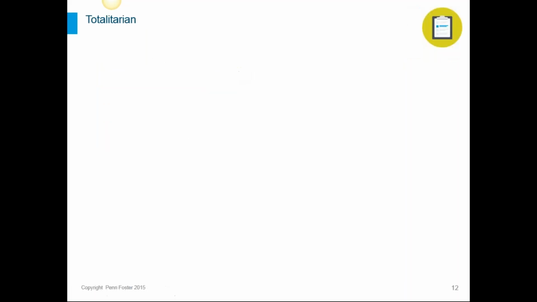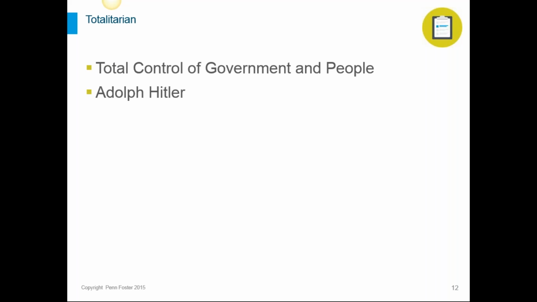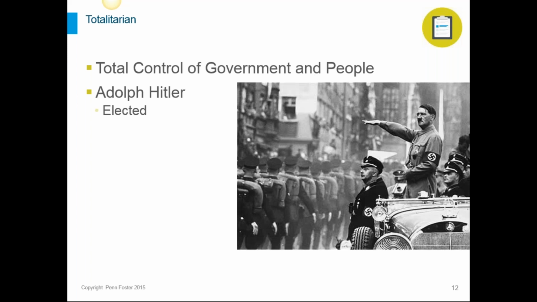The other form of authoritarian government is called a totalitarian state. And a totalitarian state is one in which total control of the government and its people is held by this person or these people. And one perfect example was Adolf Hitler. I'm sure we all know of him. He was freely elected by the people of Germany.